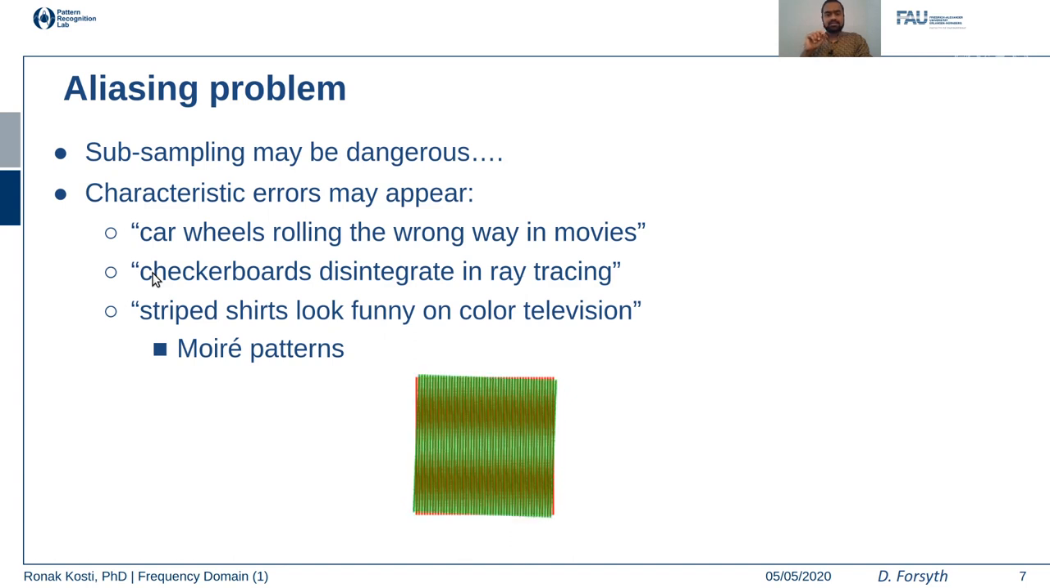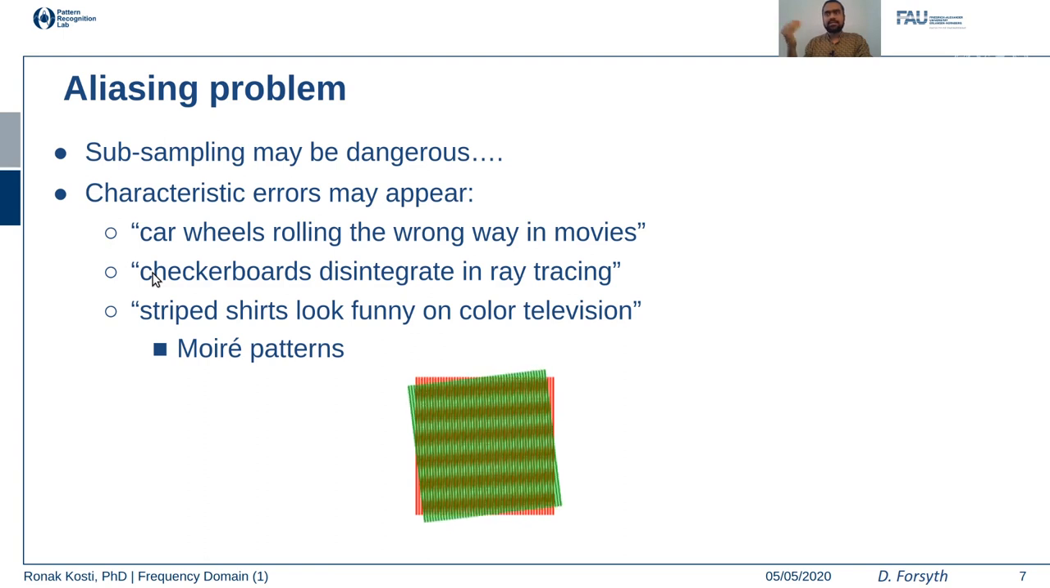Subsampling can be dangerous. Why? Because you might have seen examples in movies or videos where a car is going forward and the wheels are rotating in the other direction. This is a very common problem of subsampling. Another is checkerboard effects, where checkerboards disintegrate or become disarrayed, and it does not make sense. And this is not a problem of the original scene. It is a problem of the image capturing mechanism, basically subsampling.